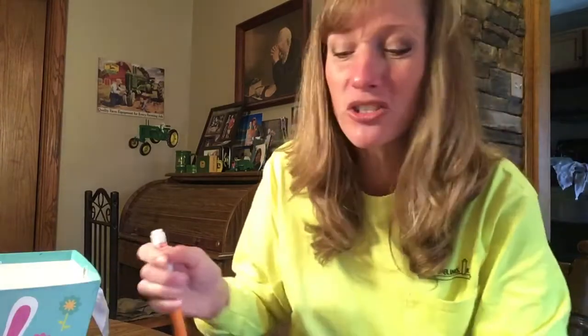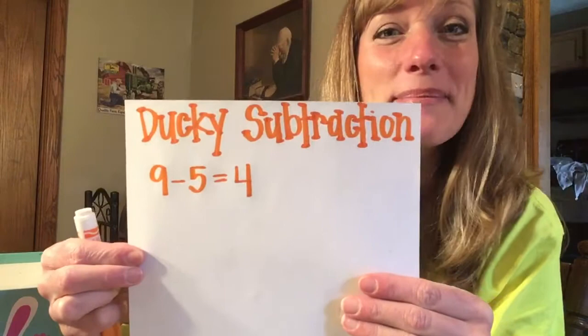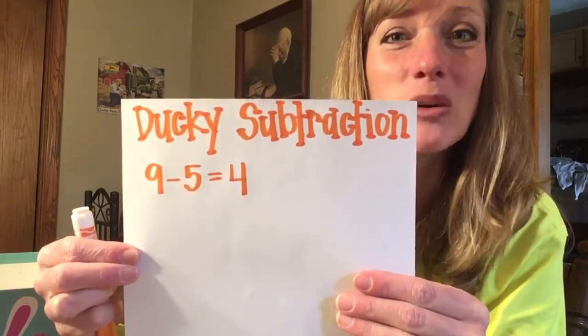I'm looking in my basket. Do you know how many's left? 4, yeah, if you said 4, you are correct. Kiss your brain. Okay, I'm gonna write the number 4, and we have our first problem done. Let's read it together. 9 minus 5 equals 4. Super job. Okay, let's do another Ducky subtraction problem.